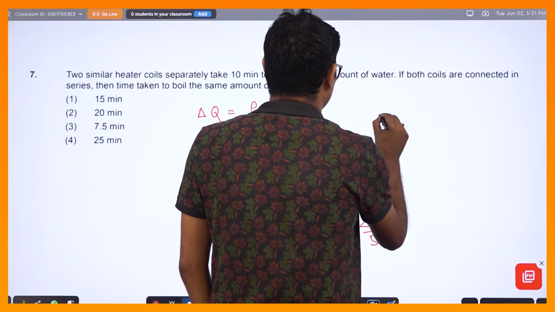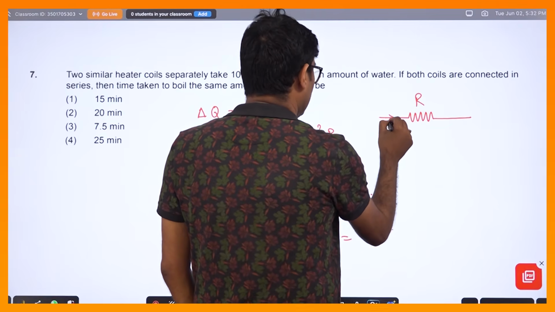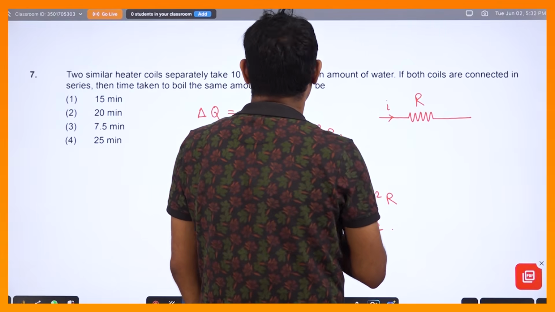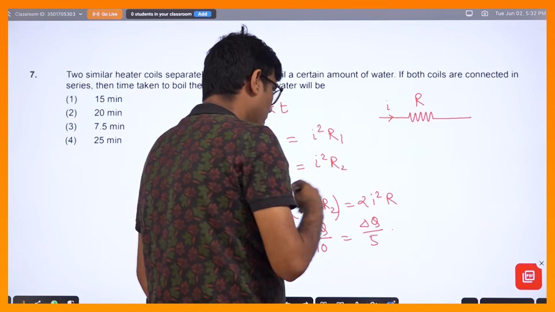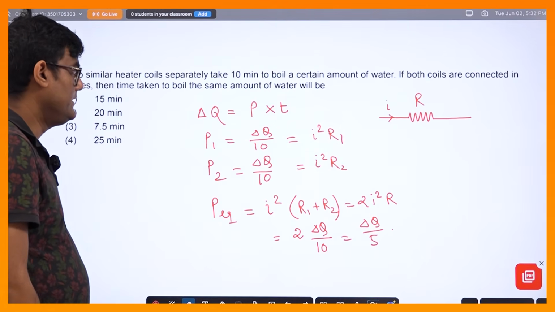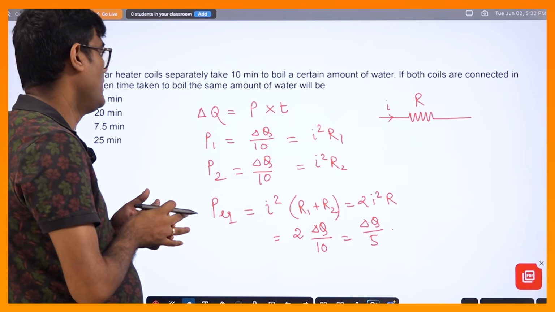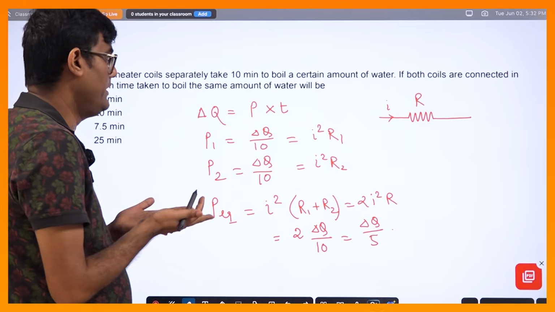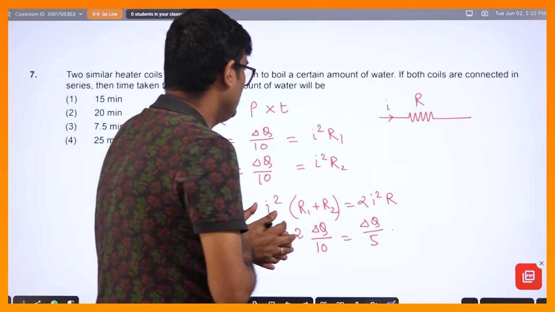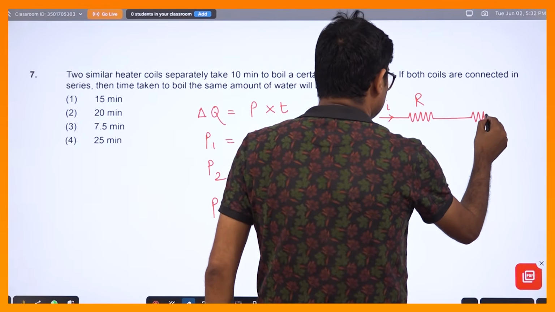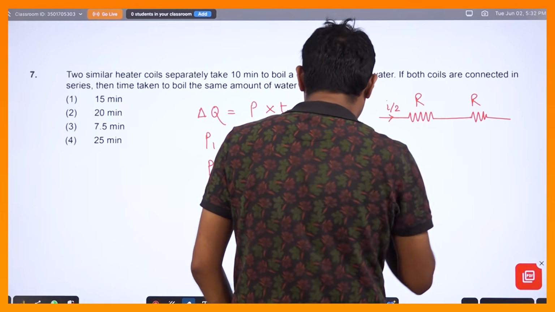Suppose the resistance of this coil is R and current is I. Both the coils are connected in series. Okay, I think here the current is not the same, but voltage is remaining the same. That might also happen. It is not mentioned what is going on here. So if I take the voltage to remain the same, then the current will be I by 2 because the resistance is double. So the current will be I by 2.